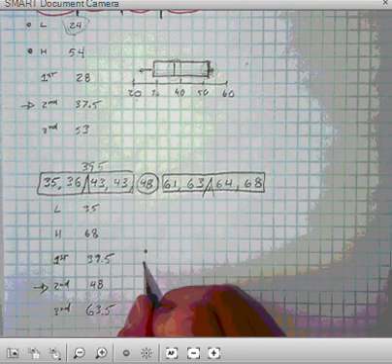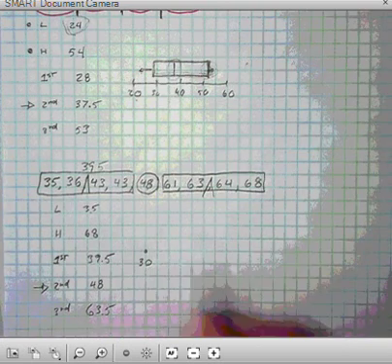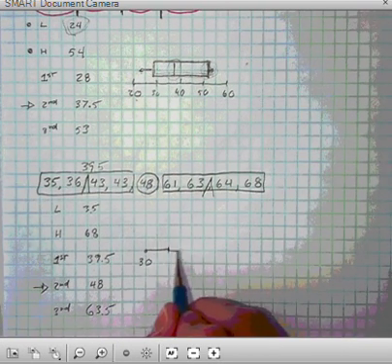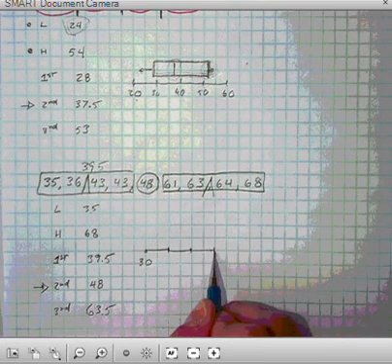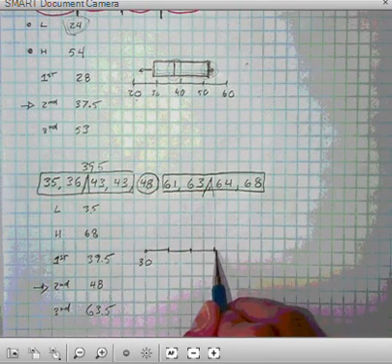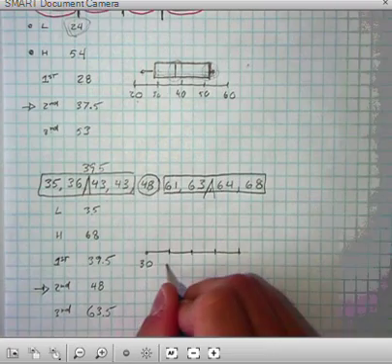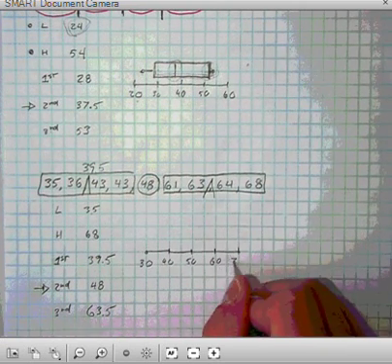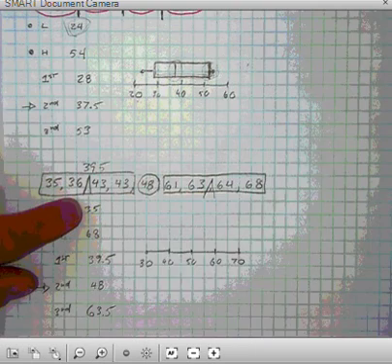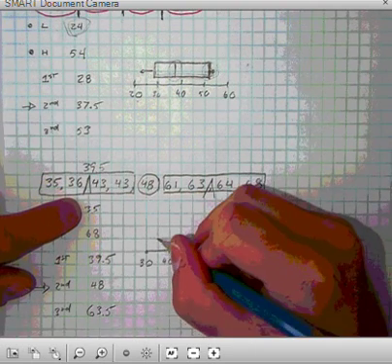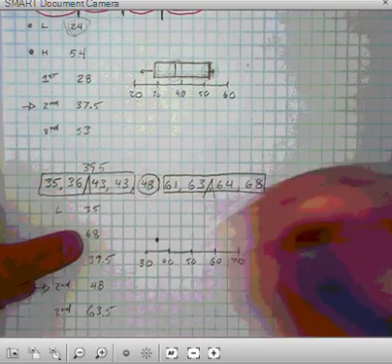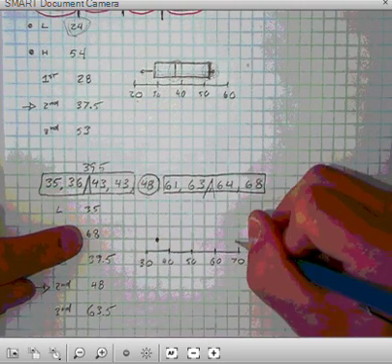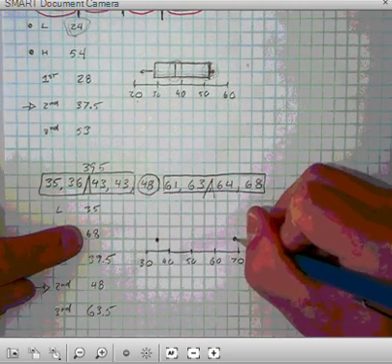When we create our graph, we have to start with a number a little bit lower than our data set. I would start with 30, just makes it a little bit easier, and then maybe go up by 10. So there's 40, 50, 60, and 70. Our lowest number is 35, so put a dot right there. Our highest number is 68, so right about there.